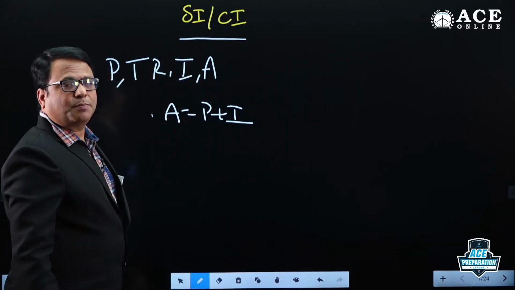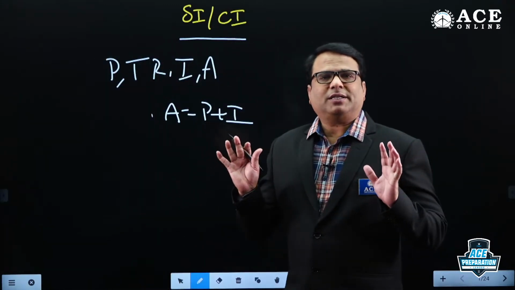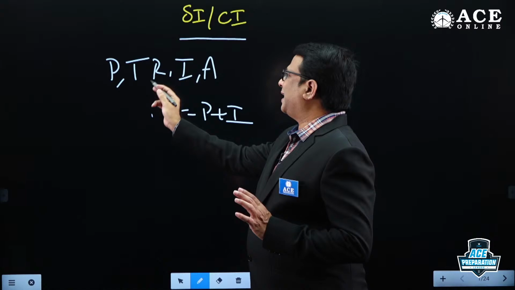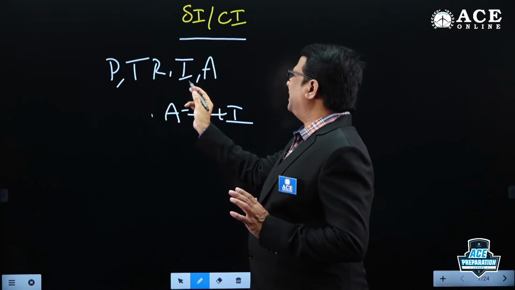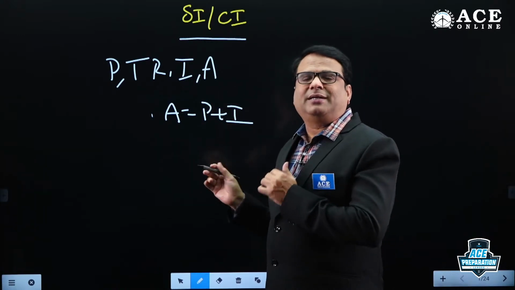So this is the terminology used for simple interest and compound interest: principal, time, rate of interest, interest and amount. And amount is principal plus interest.